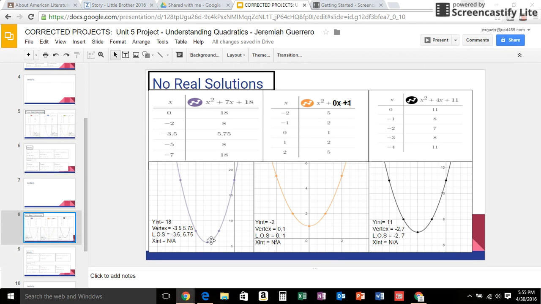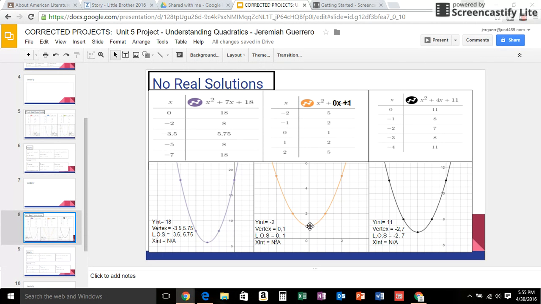And also, for this being a no real solution, there is no x-intercept because neither the vertex nor any point during the graph will ever touch the x-axis. And that goes for all of the no real solutions.